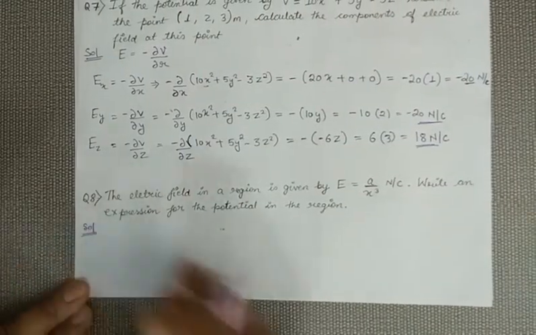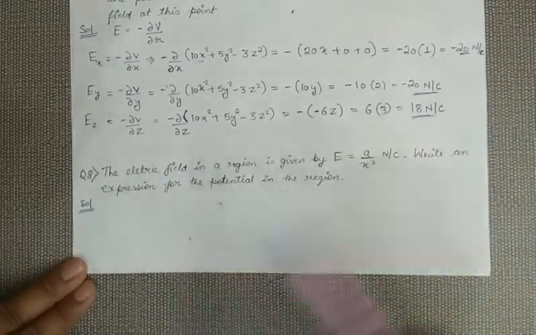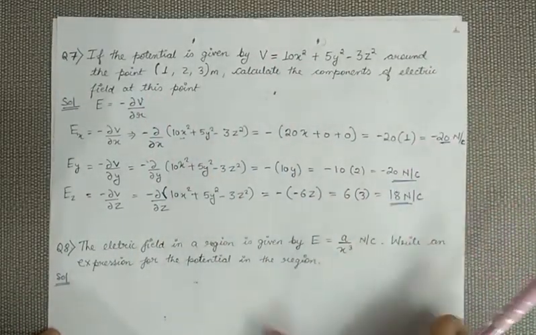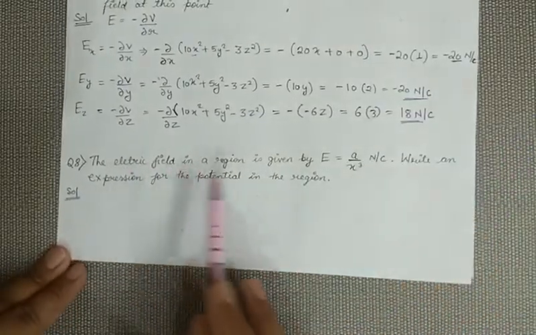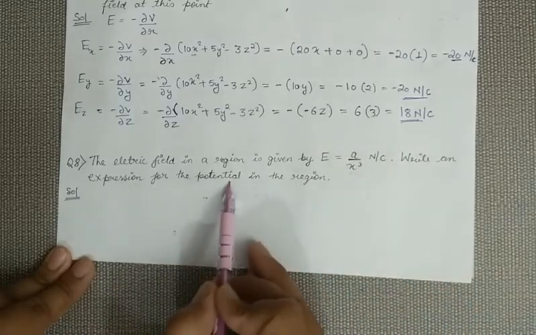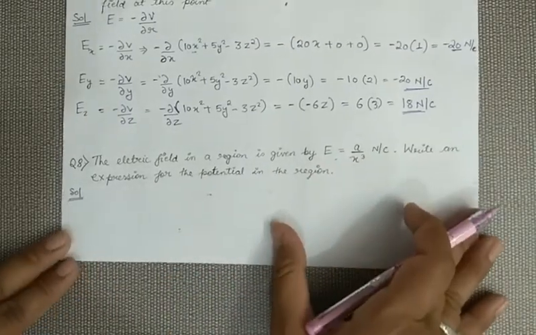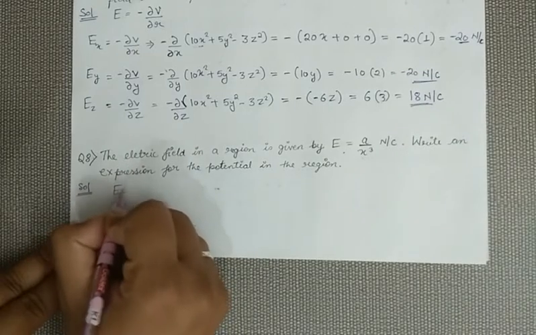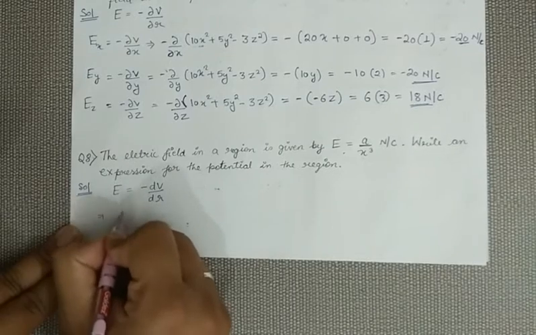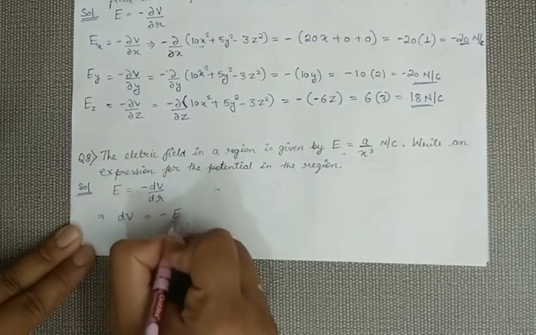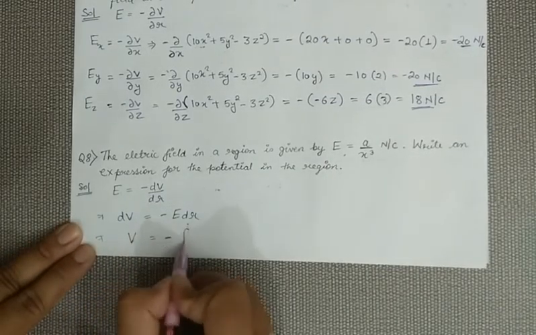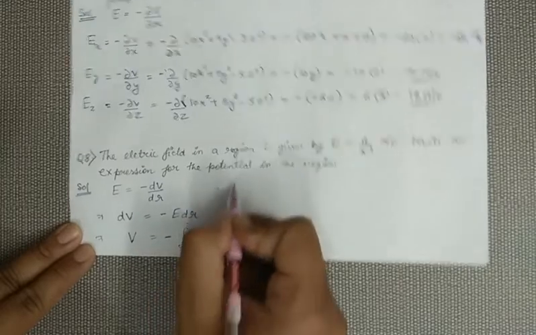This question is just opposite to the above one. In the above question, potential was given and electric field was to be found out. And in this question, electric field in a particular region is given by this equation, and we have to write an expression for the potential. Means field is given and we have to find potential. So if you remember, electric field is minus dV by dr. So our potential dV will be minus of E dr. So for the total potential V, we use the concept of minus integration E dr.